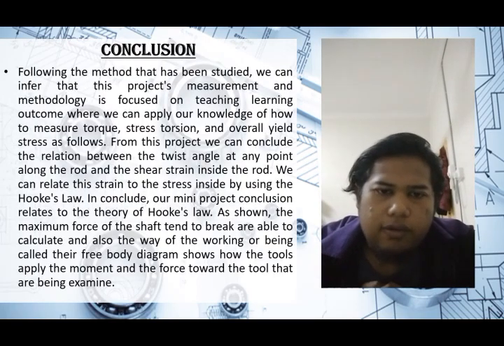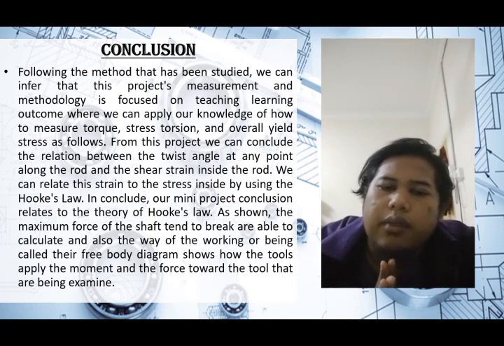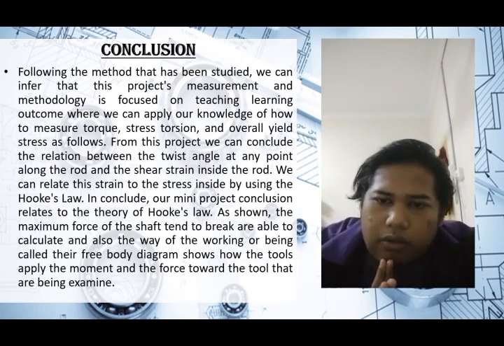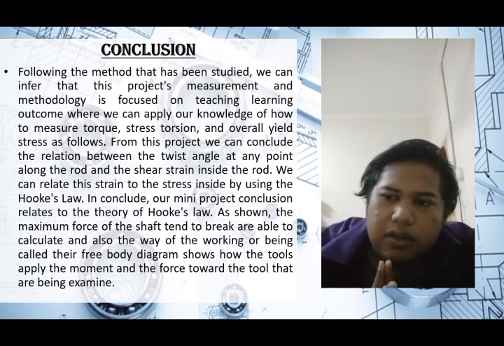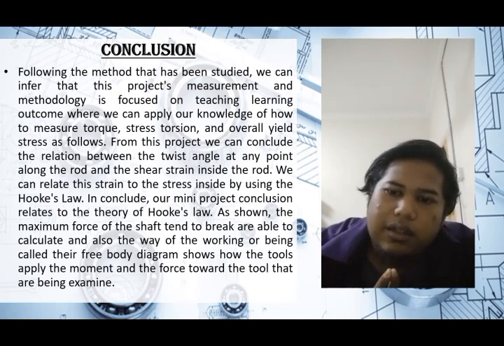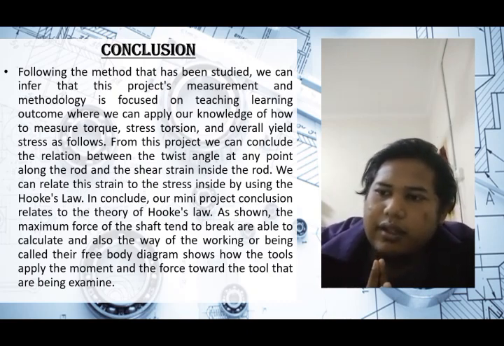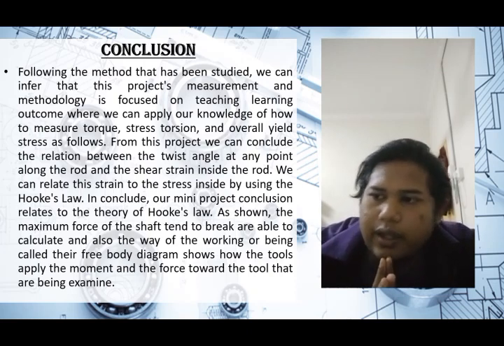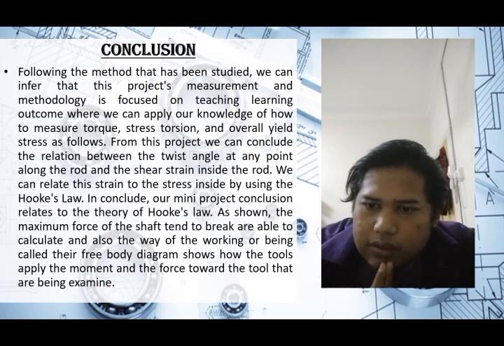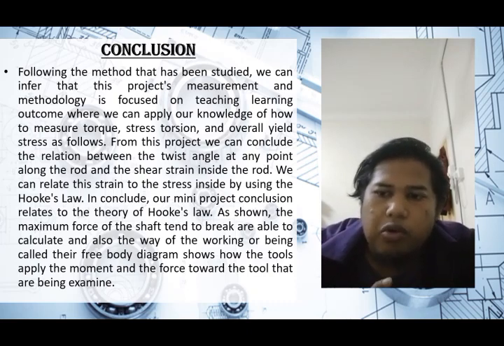For the conclusion, following the method that has been studied, we can infer that this project's measurement and methodology is focused on the teaching and learning outcome, where we can apply our knowledge of how to measure torque, stress, torsion, and overall yield stress. From this project, we can conclude the relation between the twist angle at any point along the rod and the shear strain inside the rod. We can relate the strain to the stress inside by using Hooke's law. In conclusion, our mini project relates to the theory of Hooke's law.